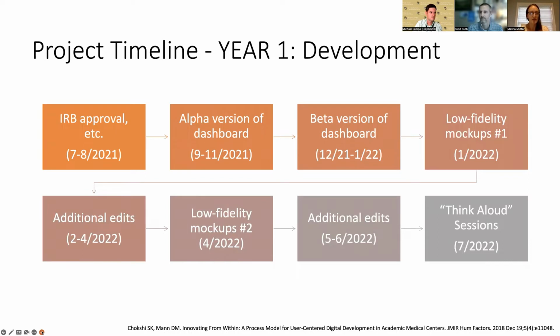And so just wanted to say a few words about our project timeline. So this is all in the year 2021, this past year into 2022. So after receiving IRB approval, we utilized, as the reference here notes below, a process model for user-centered digital development to actually develop the dashboard. And so that included initially an alpha version and then a beta version, after which we conducted 2 rounds of low fidelity mock-up sessions, which consisted of small group sessions with students and with faculty, with 5 students and faculty in each of those, during which we actually demonstrated the dashboard and received student and faculty feedback and made additional edits in between each of those.